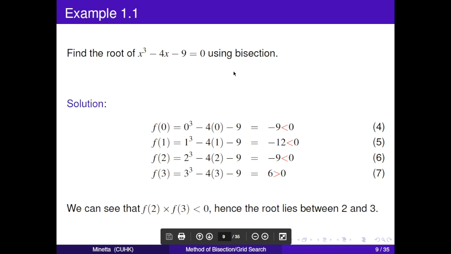We use two examples to explain this method. First, find the root of this function using bisection. To solve it, we check the function value when x equals 0, 1, 2, and 3. We find that when x equals 0, 1, and 2, the function value is less than 0. When x equals 3, f(3) is larger than 0. We can see that f(2) times f(3) is less than 0. Hence, the root lies between 2 and 3.